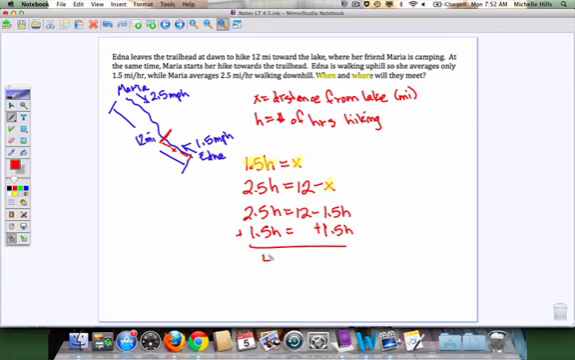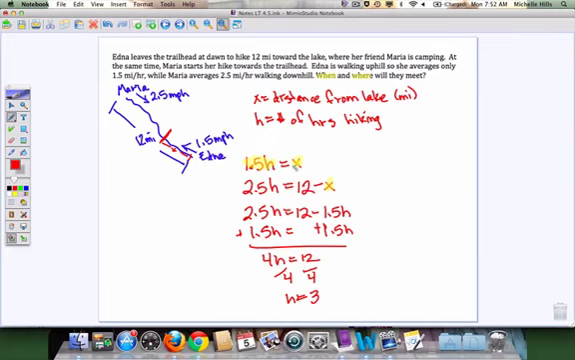And I end up with 4h equals 12. So then when I divide by 4, I get h equals 3. So it takes 3 hours for them to meet. Now as far as where they meet, I could go into either one of these two original equations and substitute the 3 in place of the h and solve for x.